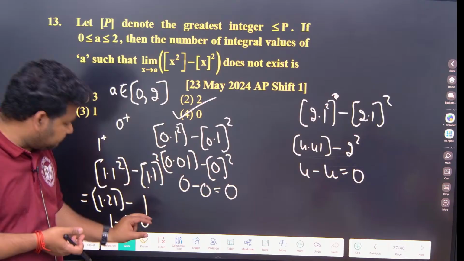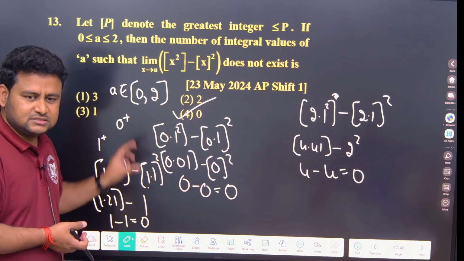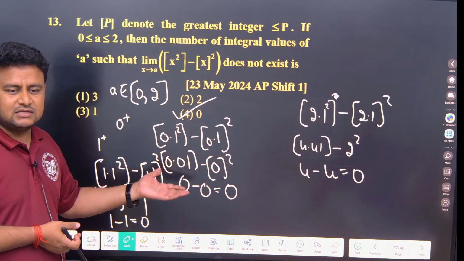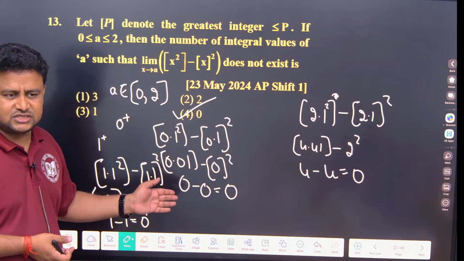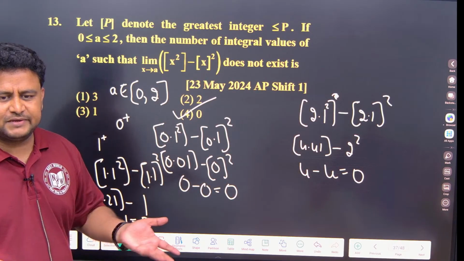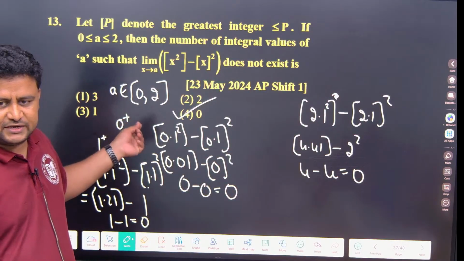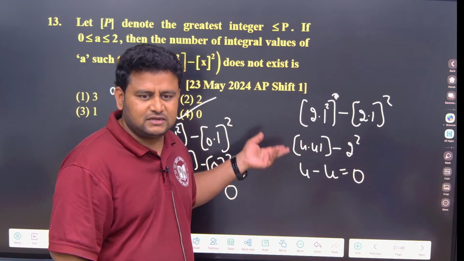See, the answer is 0, but not because we are getting 0. The answer is 0 because the number of integral values of a where it does not exist, everywhere it is existing. If they ask where it is not existing, nowhere, nowhere means it is 0. The number of integral values of a where it is not existing is 0. There are 0 values where it is not existing.